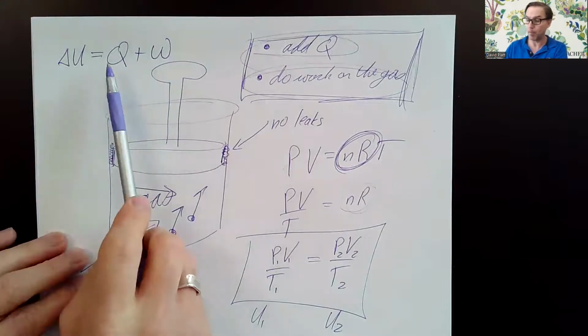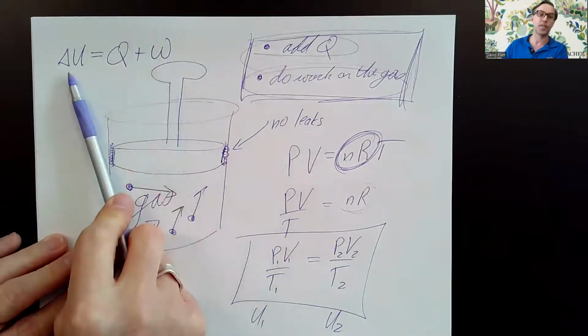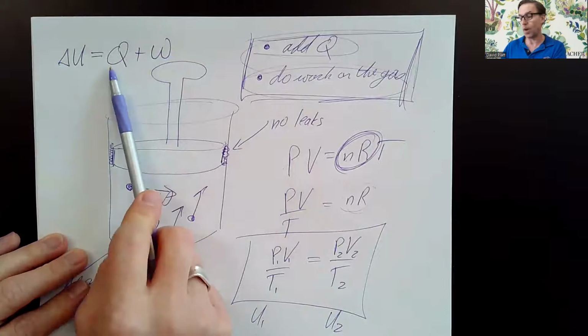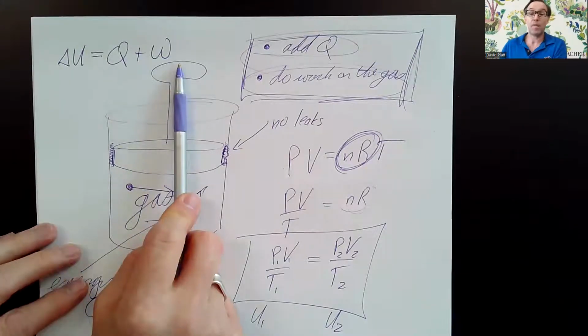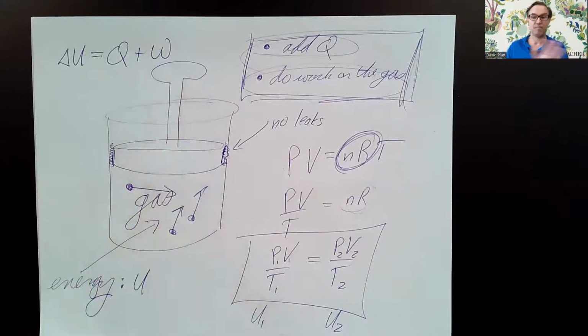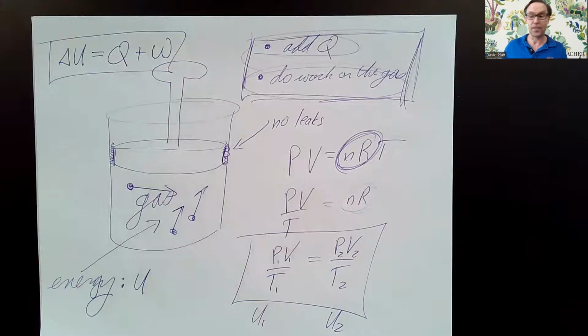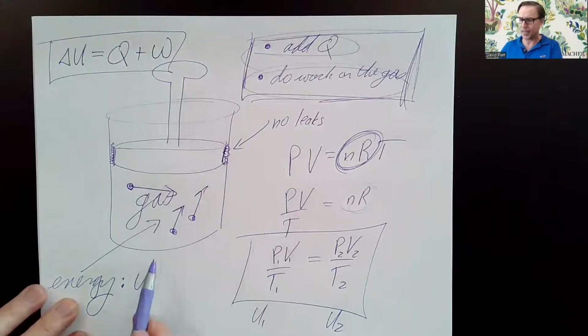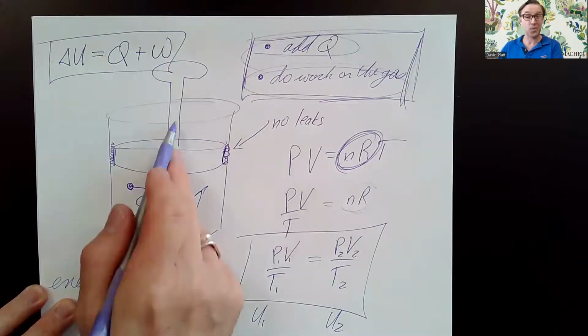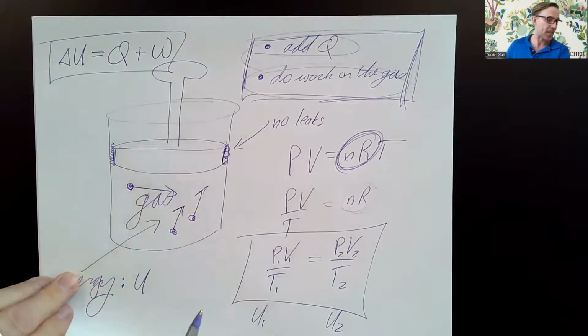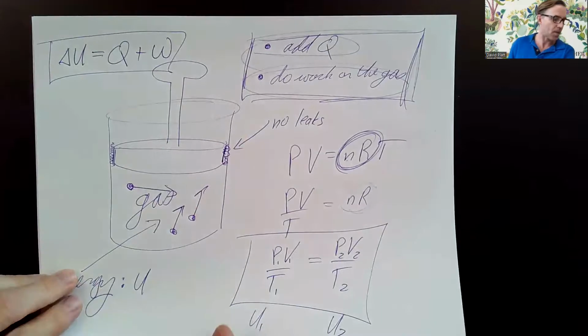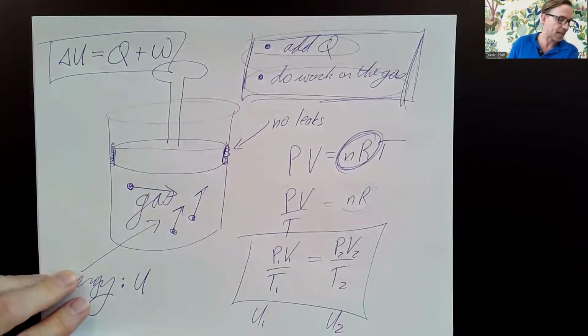And sometimes both of these are zero, in which case delta U is zero. And sometimes one of these is zero. Maybe one's positive and one's negative. So we'll have to do a lot with this equation in this chapter. But right now, I just want to have the idea that adding heat increases the energy and doing work on the gas increases the gas's energy. All right, what do I want to talk about next?